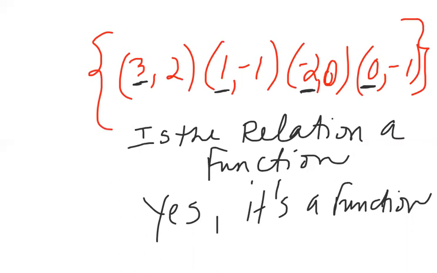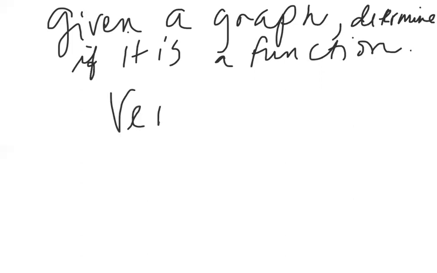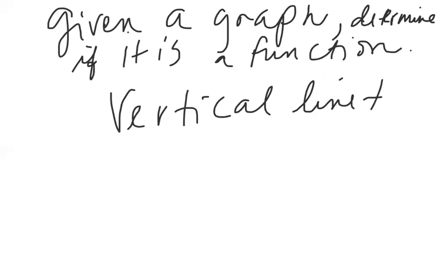So here goes another part of this, guys. What if you're given a graph? Given a graph, you have to determine if it is a function. So when you're given a graph to determine if it is a function, we're going to perform the vertical line test. Remember, guys, in order for it to be a function, the x values cannot repeat. The vertical line has to do with the x values.